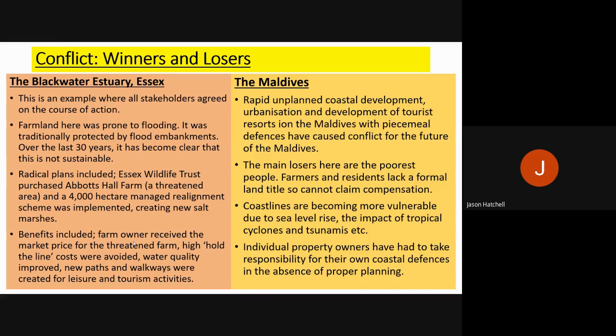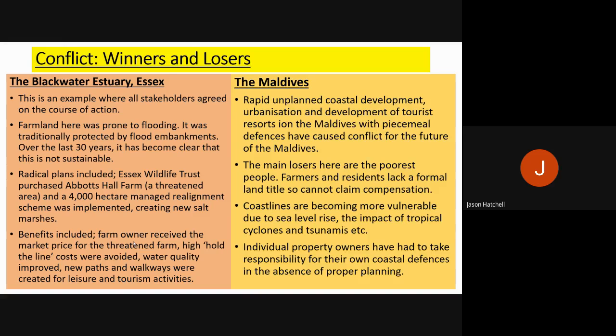So this is an example where all stakeholders agreed on the course of action. So all stakeholders in this case were winners. Farmland here is prone to flooding. Traditionally, it was protected by flood embankments, so walls around where the areas are normally flooded. Over the last 30 years, it's become clear that this isn't sustainable and not environmentally friendly.